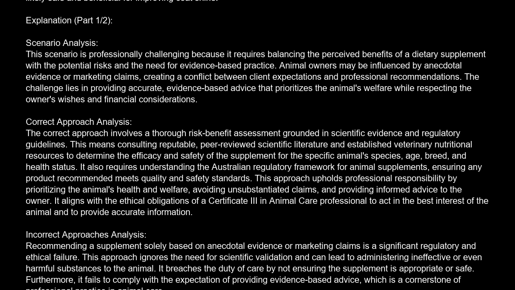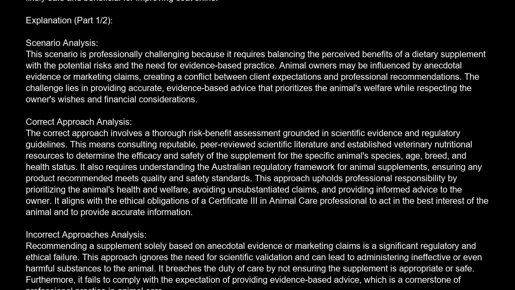Incorrect approaches analysis. Recommending a supplement solely based on anecdotal evidence or marketing claims is a significant regulatory and ethical failure. This approach ignores the need for scientific validation and can lead to administering ineffective or even harmful substances to the animal. It breaches the duty of care by not ensuring the supplement is appropriate or safe. Furthermore, it fails to comply with the expectation of providing evidence-based advice, which is a cornerstone of professional practice in animal care.